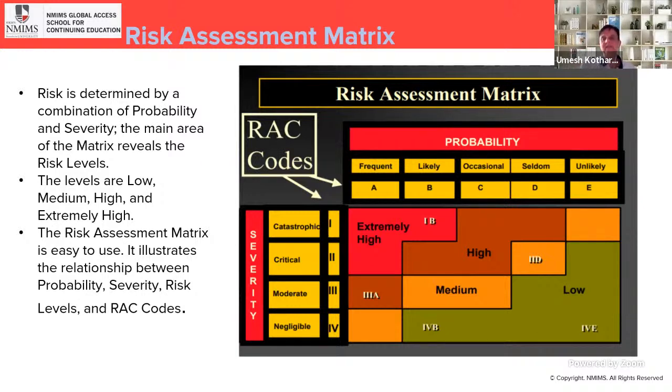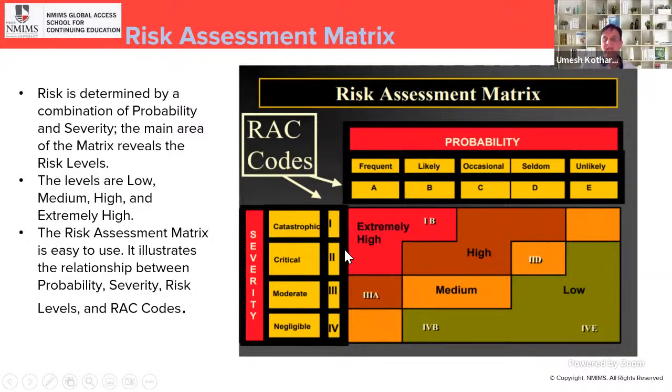In this particular case, this is the code that we're going to use for the risk assessment framework, made up of probability and severity. Probability: frequent, likely, occasional, seldom, unlikely. Severity: catastrophic, critical, moderate, and negligible. And the risk levels are low, medium, high, and extremely high.